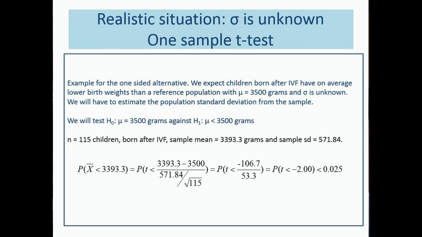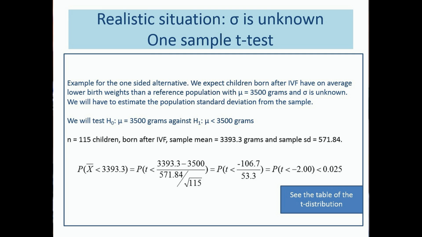Standardization will be to the t-value now, because there is more uncertainty. The difference of minus 106.7 will be divided by s divided by the square root of n, which is 53.3. This will lead to the probability that t is smaller than minus 2.00. This is almost 0.025, and that's what we found in the table of the t-distribution I will show you on the next slide.